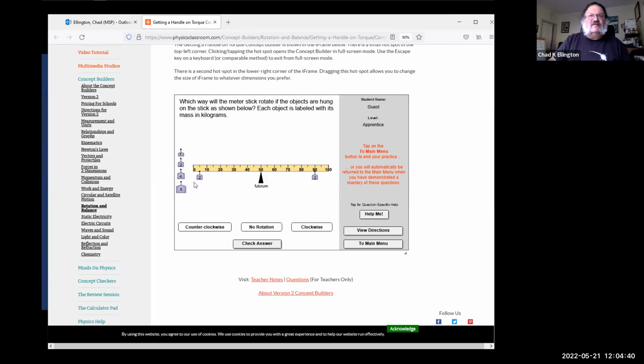Just real quick on this one, you can see the masses are the same. One is 40 on the right, and the other one is 45 on the left. And so it looks like the one on the left will dominate a little bit. It causes it to rotate counterclockwise.